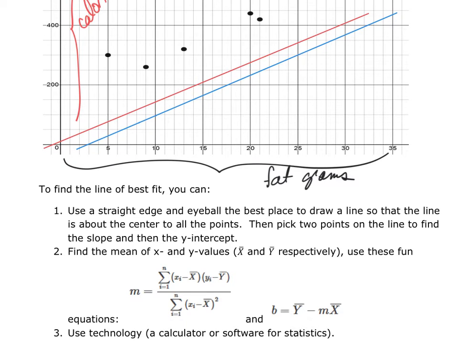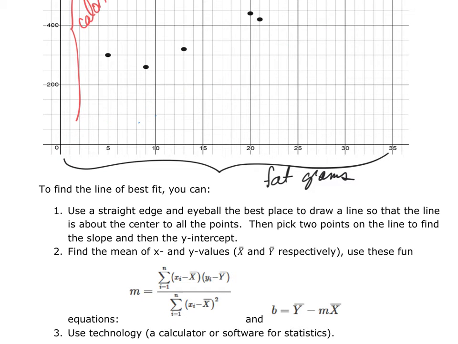The other way that we can figure out the line of best fit is with calculations. Let me get rid of this. Let me get rid of just that. Okay, I'll get rid of that line, and we also want to get rid of this line.